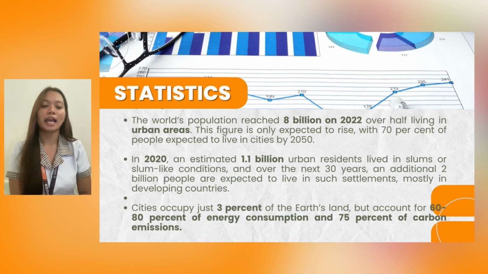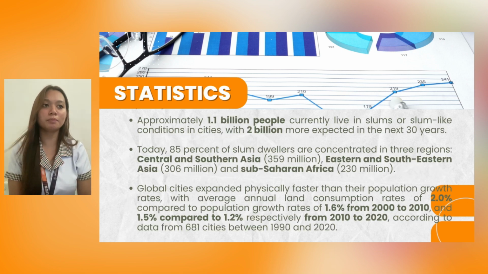In 2020, an estimated 1.1 billion urban residents lived in slums or slum-like conditions, and over the next 30 years, an additional 2 billion people are expected to live in such settlements, mostly in developing countries. Cities occupy just 3% of the Earth's land but account for 60 to 80% of energy consumption and 75% of carbon emissions. Approximately 1.1 billion people currently live in slums or slum-like conditions in cities, with 2 billion more expected in the next 30 years.